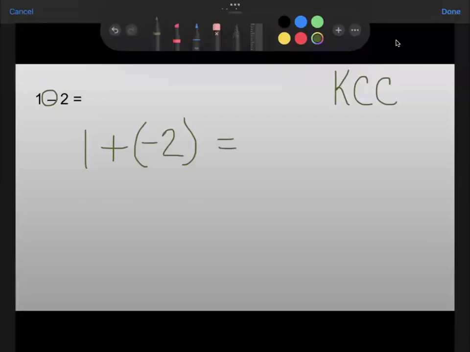Now I'm going to use my adding integers rules to finish this up. So here I have different signs. So what that means is I need to keep the sign of the larger number. 2 is bigger than 1 and 2 is negative. So that means my answer is going to be negative. And now I need to subtract the numbers. So 2 minus 1 is 1. And again, if those adding integers rules seem a little fuzzy, go back and check some of my earlier videos where we practiced that.